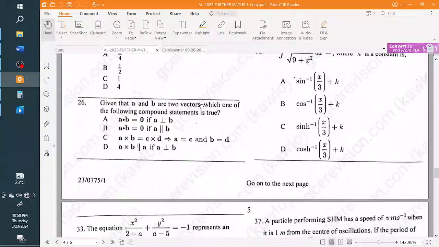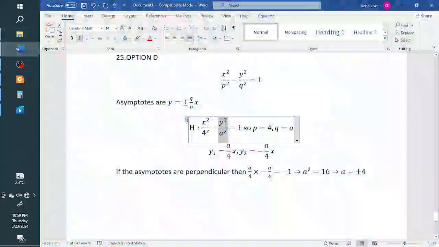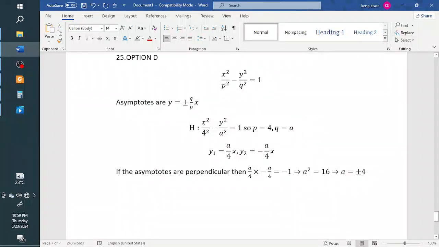Alright, question 26. Given that a and b are two vectors, which of the following compound statements is true? Option A, a dot b is equal to 0 if a is perpendicular to b. If two vectors are perpendicular, then their dot product is 0. So 26 is option A. Without wasting much of your time. Alright, 26, option A.